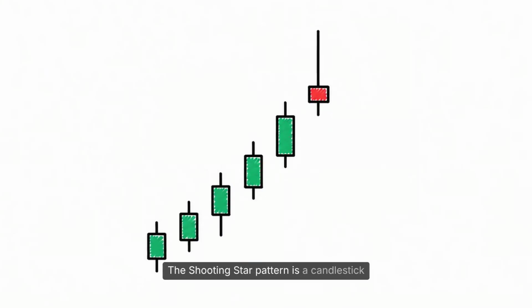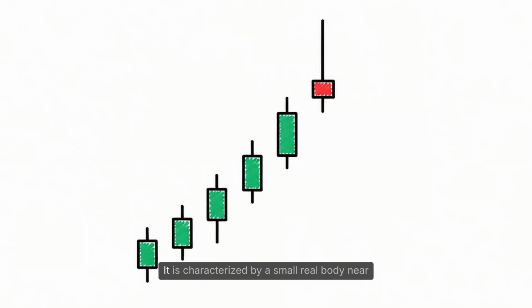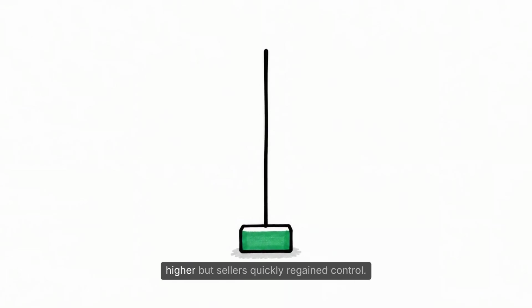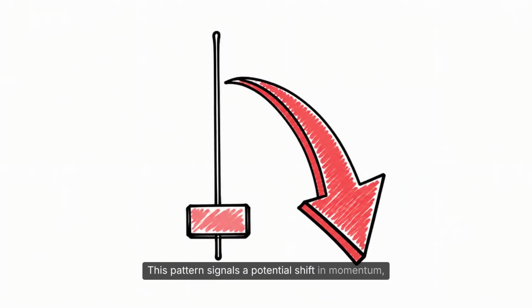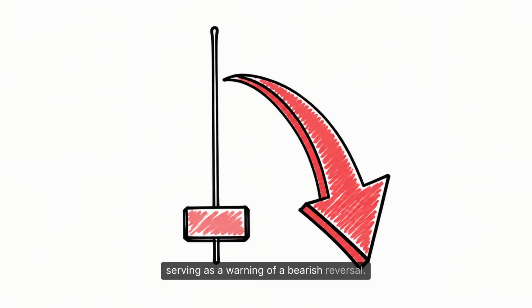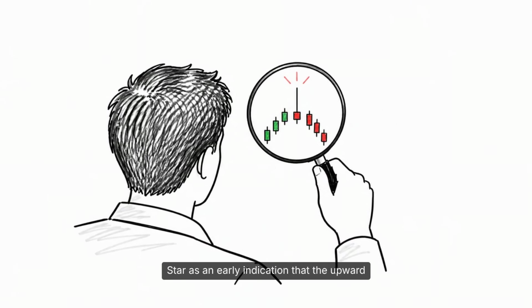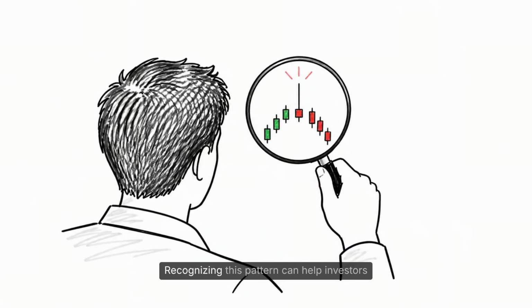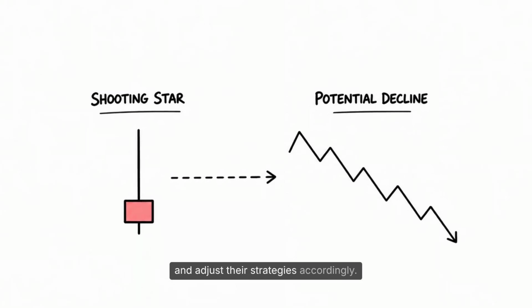The shooting star pattern is a candlestick formation that typically appears after an established uptrend in the market. It is characterized by a small real body near the lower end of the candle and a long upper shadow, indicating that buyers pushed prices higher, but sellers quickly regained control. This pattern signals a potential shift in momentum, serving as a warning of a bearish reversal. Traders often interpret the shooting star as an early indication that the upward trend may be losing strength, prompting them to reassess their positions. Recognizing this pattern can help investors anticipate possible declines and adjust their strategies accordingly.